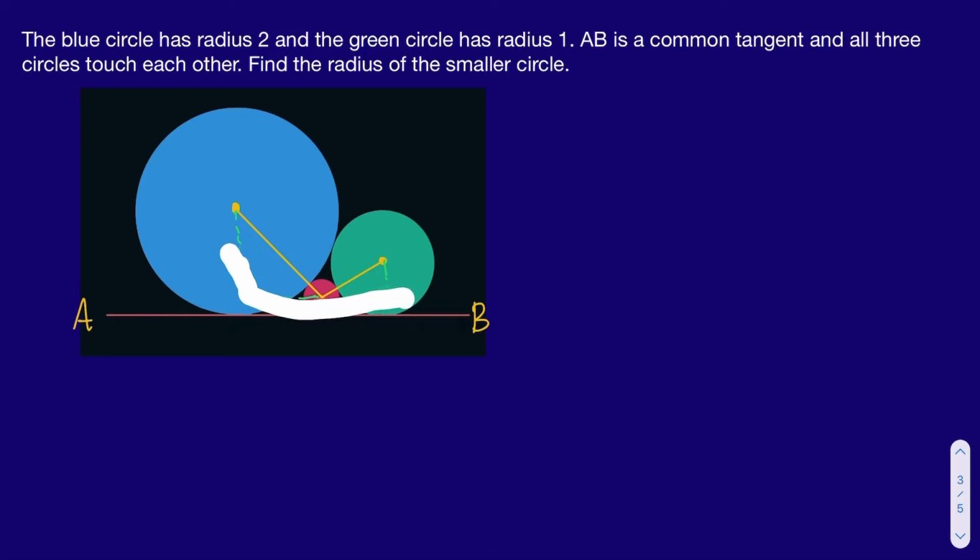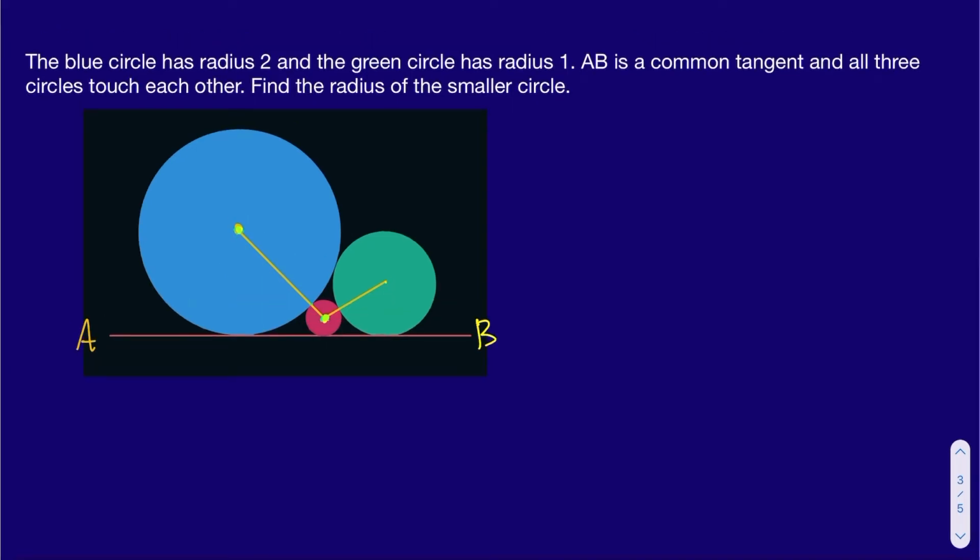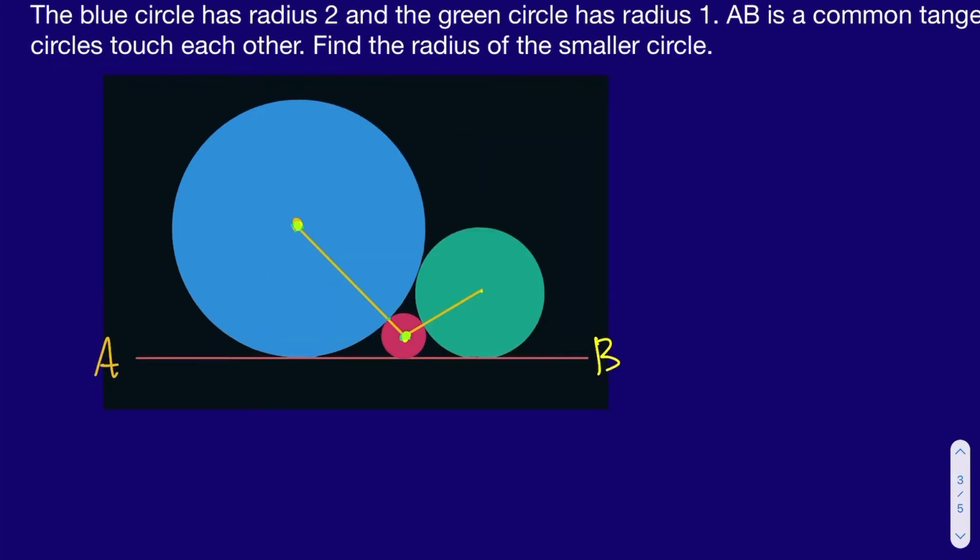So what I will do is try to find the value of this line segment, which is from the center of the blue circle to the center of the pink circle. The radius of the blue circle is 2, but the radius of the pink circle we don't know. So let's call it R. So from the center of the blue circle to the center of the pink circle will be equal to 2 plus R.